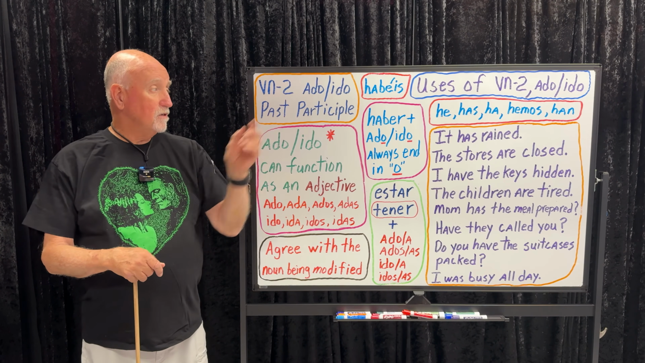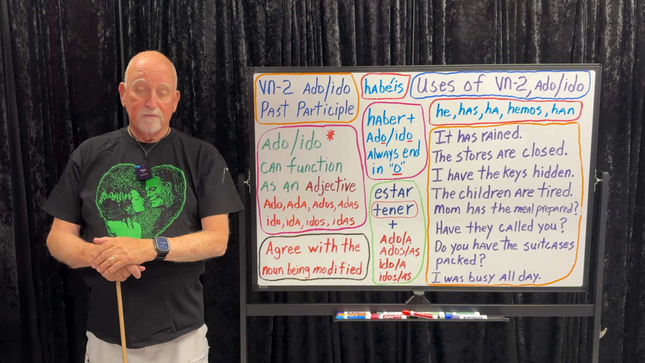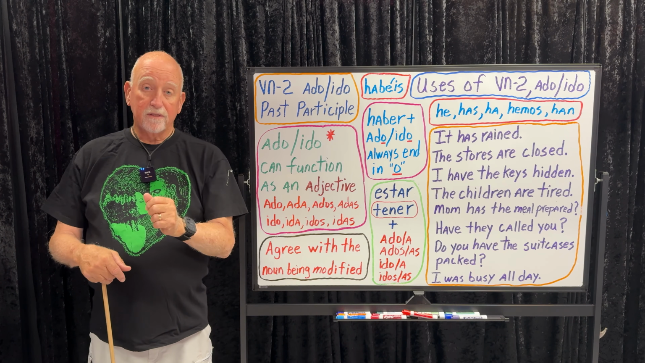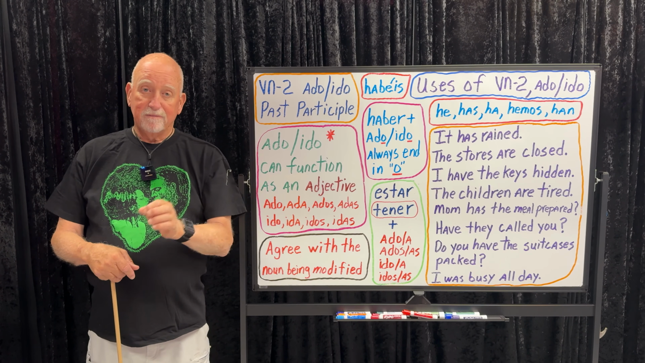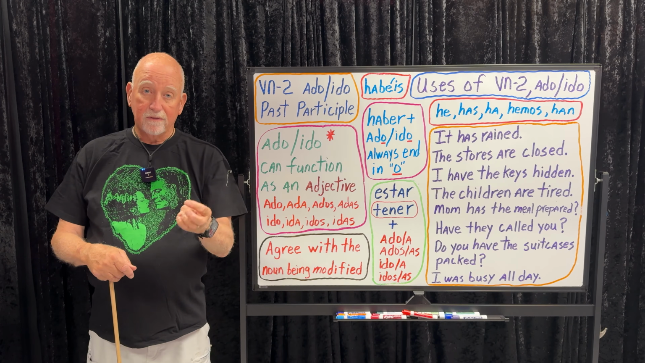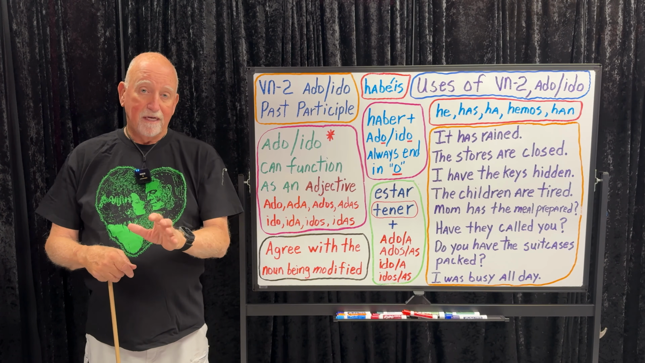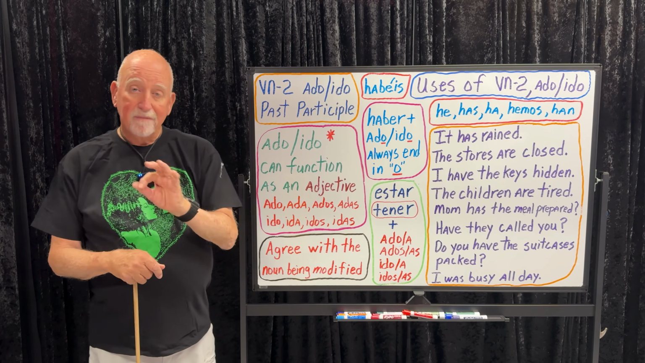To form the past participle in Spanish, verb number 2 is very, very simple. There are some irregulars. In English, there are many. In Spanish, we have like hecho, dicho, vuelto, and so on. Not too many, maybe about 10, 11, or 12 or so, not many.